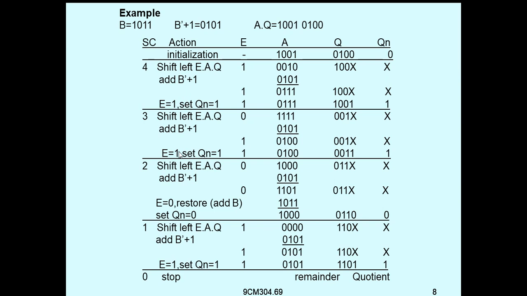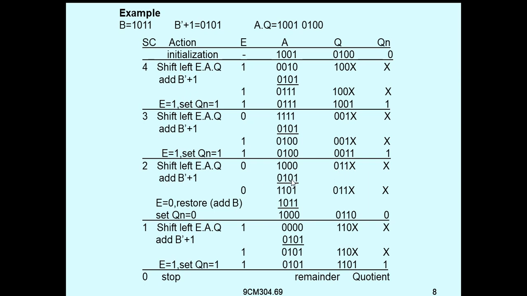So based on this we will set here: E equal to 1, now set Qn equal to 1. So this becomes 1 and this becomes 1. Then once again we go to the decrement operation. So SC becomes 2. Shift left EAQ, and this 0 comes here, this 1 comes here, and then once again we do the subtraction operation.